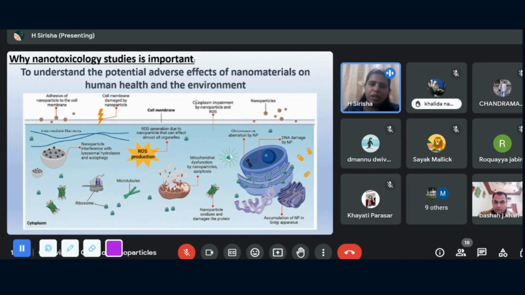haphazard type of reactions. Once it interacts with the cytoplasm, it can form reactive oxygen species. At the cellular membrane, it can damage the cellular membrane. Then reactive oxygen species and DNA damage can cause mitochondrial dysfunction and cancer-like symptoms. Then it can oxidize and damage proteins, like it can destroy the protein structure. It can destroy the mitochondria, causing DNA damage. This is related to the genetic abnormalities which we can see.